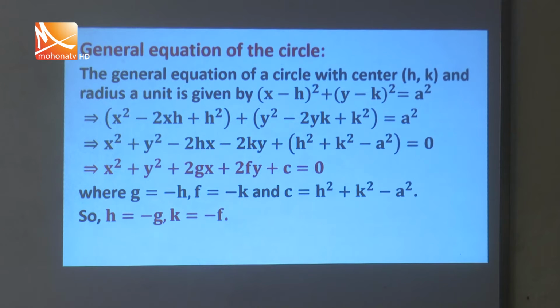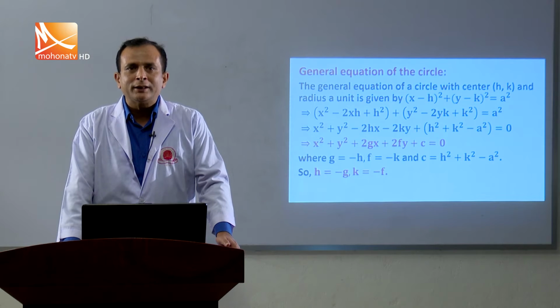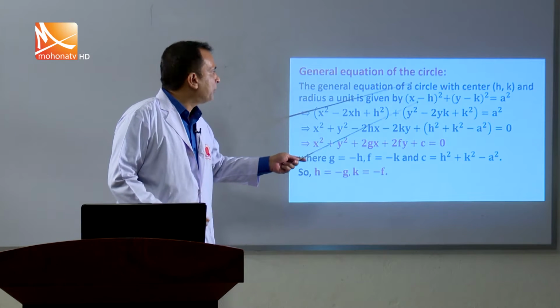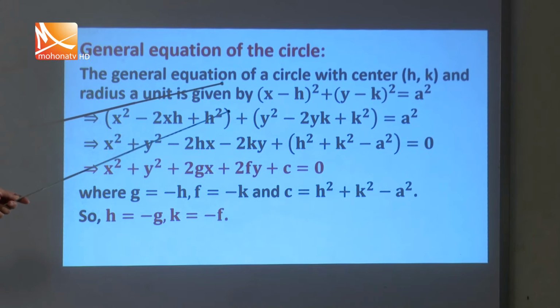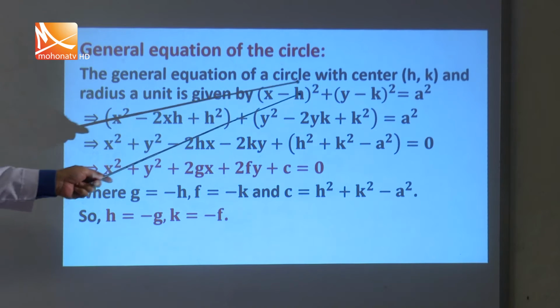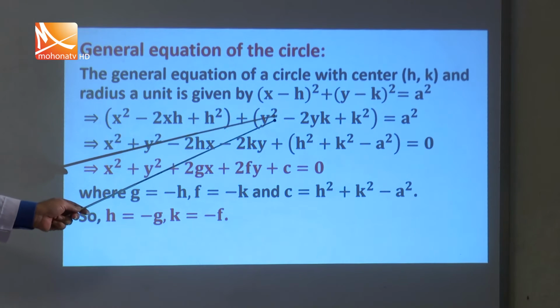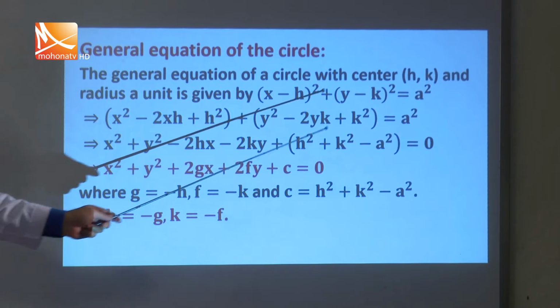Dear student, now we would like to find the general equation of a circle. We have already learned that the equation of a circle whose center is (h, k) and radius a unit is given by (x minus h) whole square plus (y minus k) whole square equals a square. If we expand (x minus h) whole square and (y minus k) whole square with the help of the formula of (a minus b) whole square, then we can rewrite this as x square minus 2hx plus h square, then y square minus 2ky plus k square equals a square.